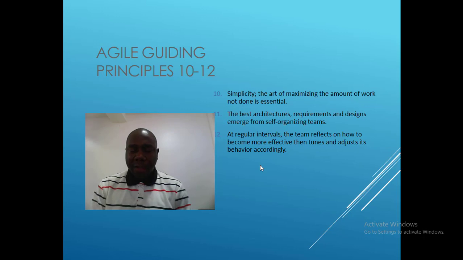At regular intervals, the team reflects on how to become more effective, then tunes and adjusts its behavior accordingly, which is called a retrospective. It is entrenched in the principles of Agile that from time to time the team sits together and reflects on what has been done and how improvements can be made going forward.